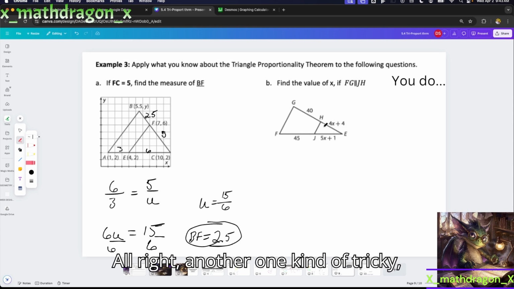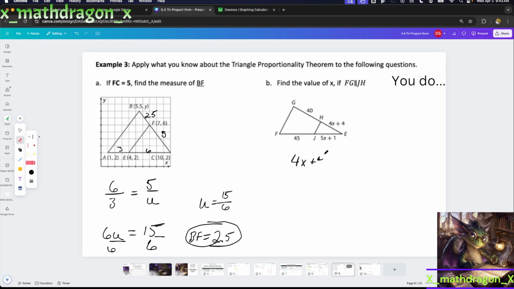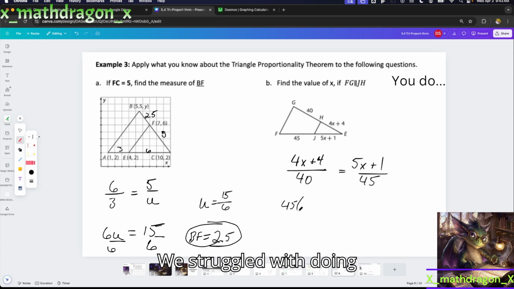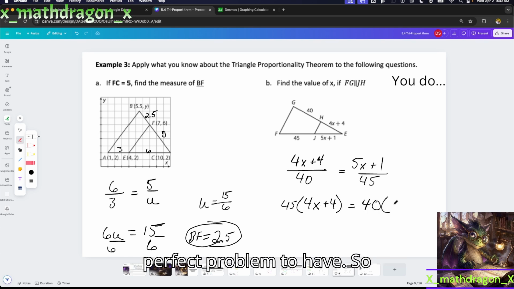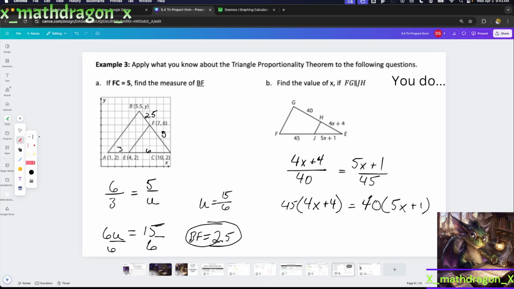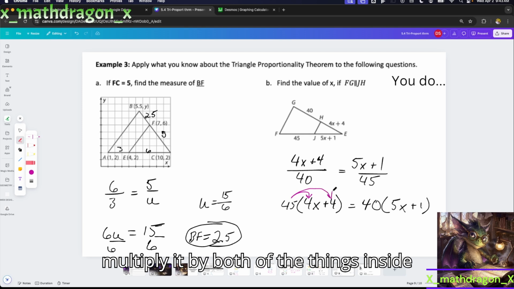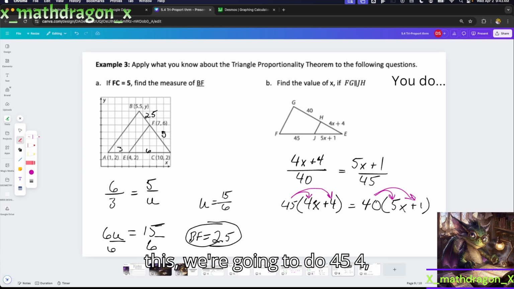All right, another one, kind of tricky, but still set up the same thing. This was 4x over 40 equals 5x plus 1 over 45. This one was tough on the quiz. We struggled with doing the distributive property, so this is a perfect problem to have. So when you have the distributive property, what we're doing is we're taking this number outside and we're going to multiply it by both of the things inside on both sides. So when we have this, we're going to do 45 times 4.